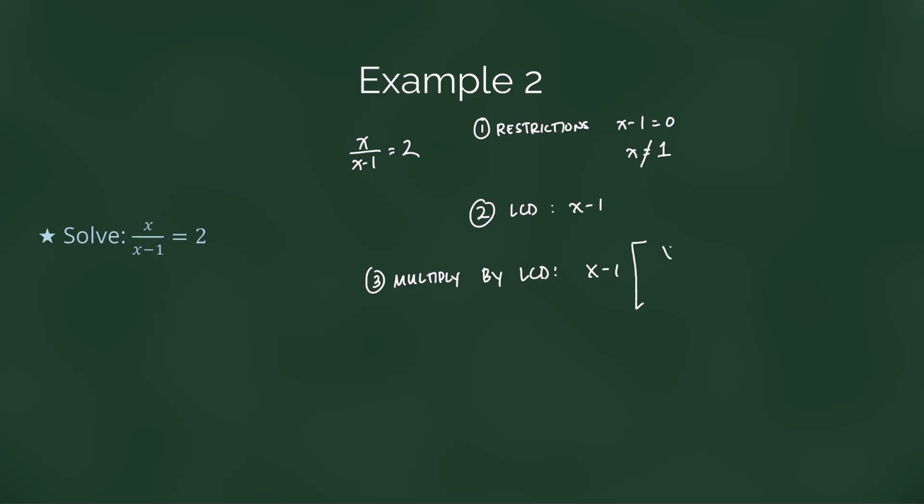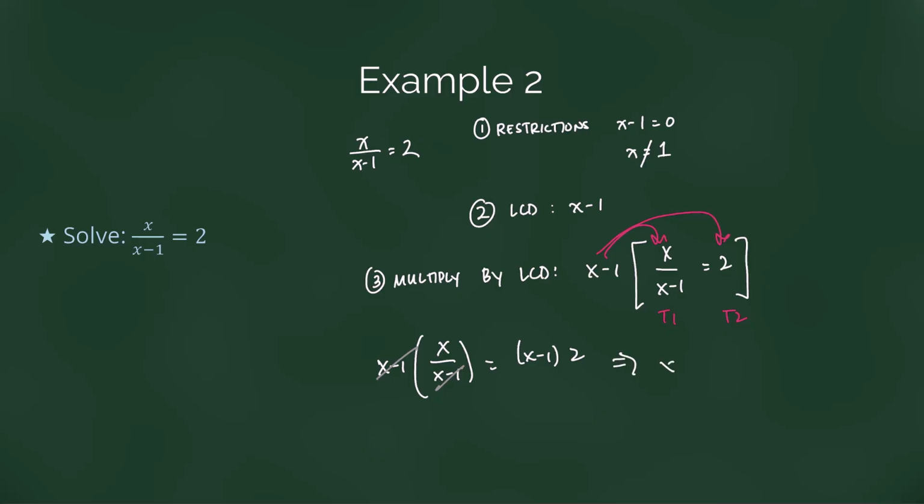So we do x minus 1 times the entire expression. This thing only has two terms, one on each side. Term 1 here, term 2 here. When we multiply through by x minus 1, we get x minus 1 times x over x minus 1 equals x minus 1 times 2. Again, we note that on the left-hand side, the x minus 1's cancel. So now we have the expression x equals 2x minus 2.